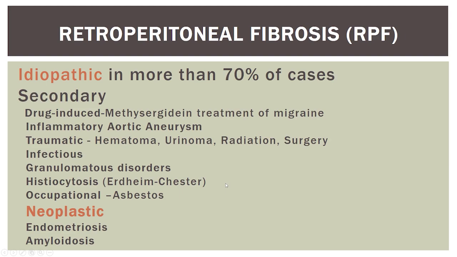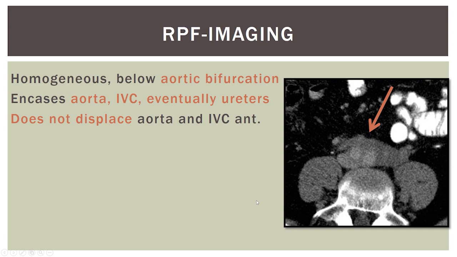Retroperitoneal fibrosis is idiopathic in more than 70% of cases. However, be aware of the secondary causes of retroperitoneal fibrosis, most importantly, neoplastic processes that cause secondary retroperitoneal fibrosis. Typically, the plaque is homogeneous, starts right below the aortic bifurcation, encases the aorta and IVC, and eventually the ureters, and does not displace the aorta and IVC anteriorly, as do lymphoma or metastatic lymph nodes.